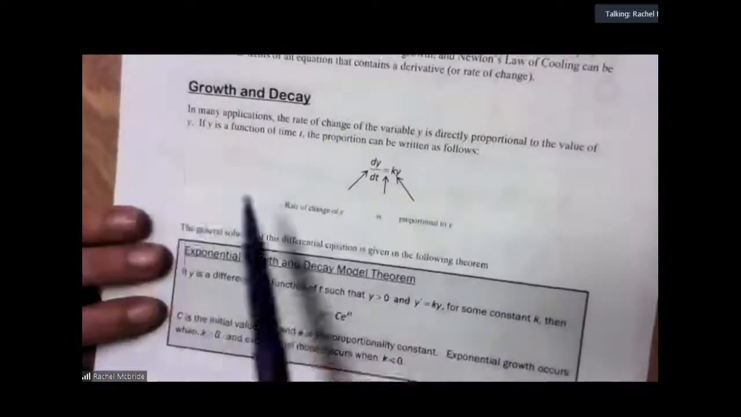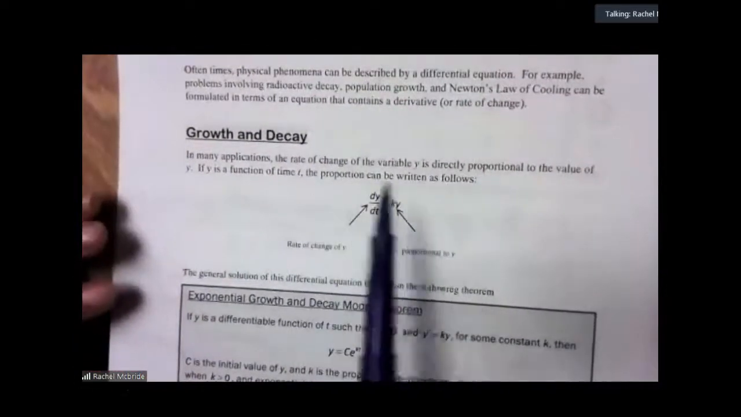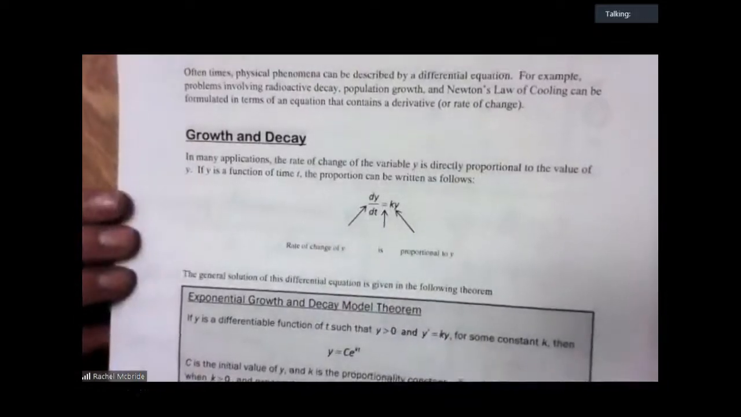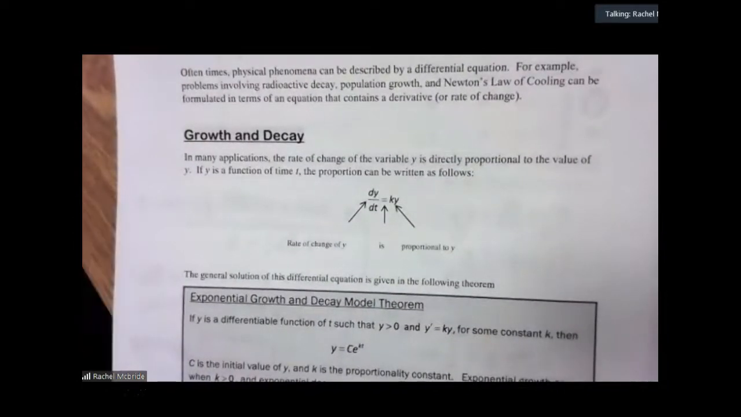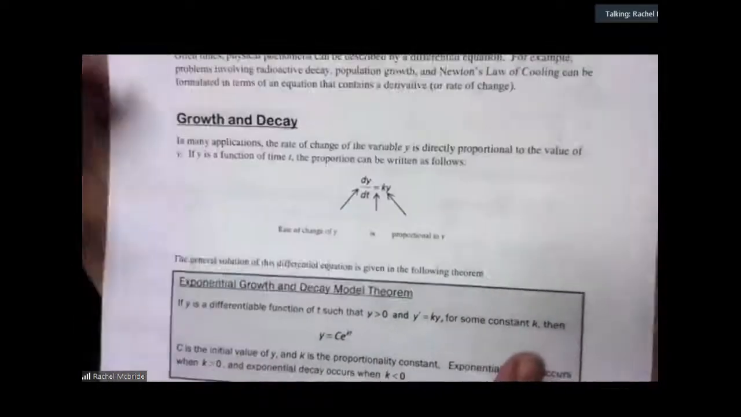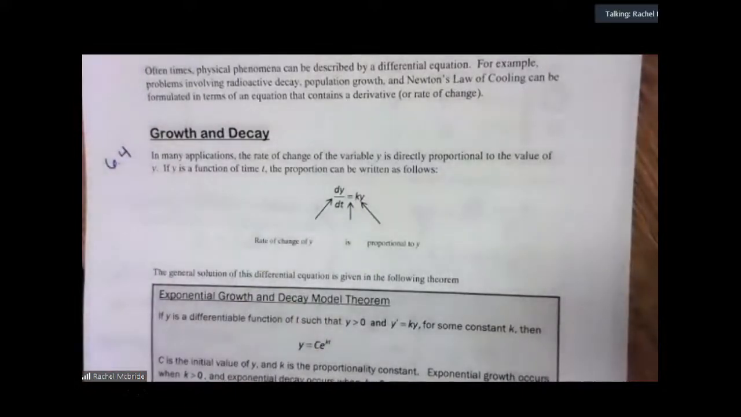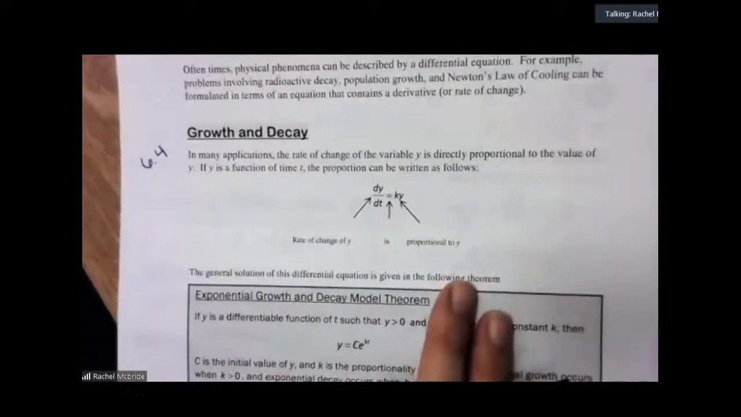I want to look at today is growth and decay. Because that's something we haven't talked a lot about for a while, but this is more of the application aspect that you might see involving these separated variables. So in our textbook, if you want to know, because you like to know, this is 6.4. In our book, we are in unit 6.4 right now.